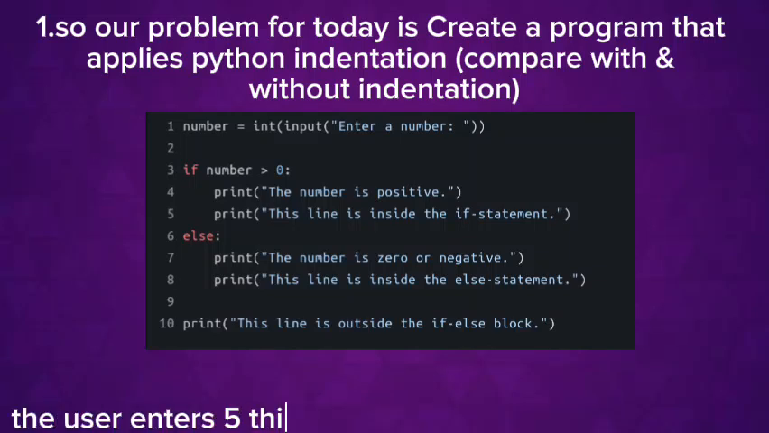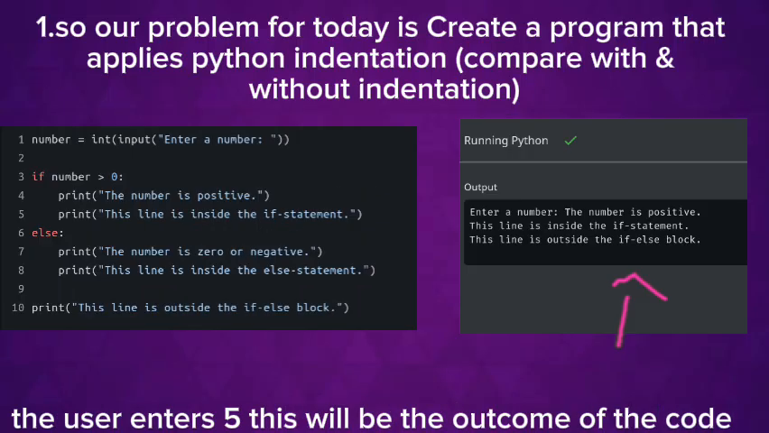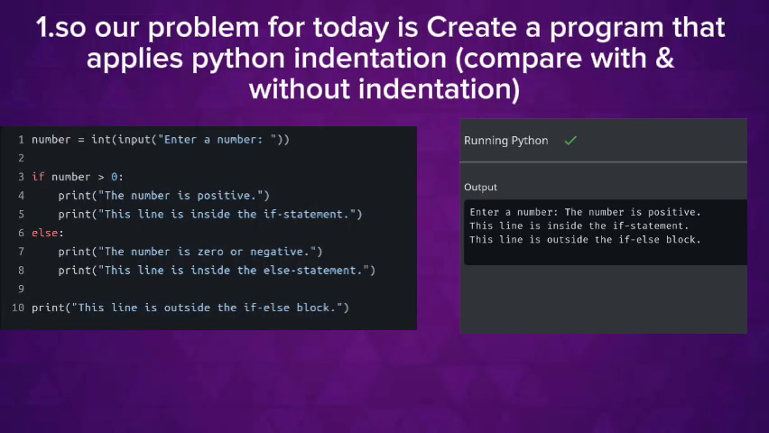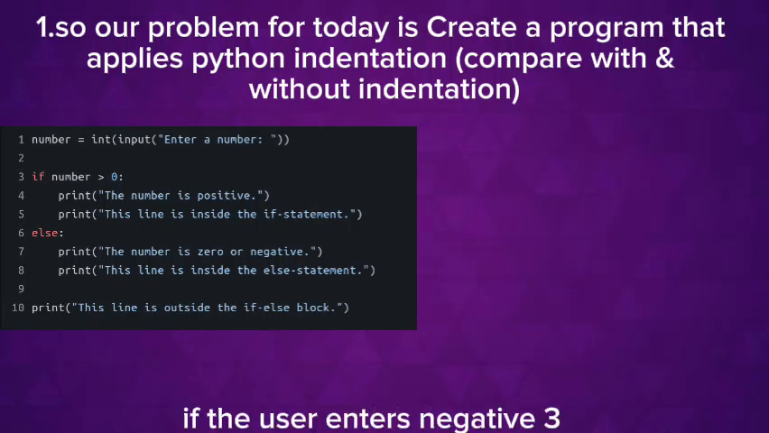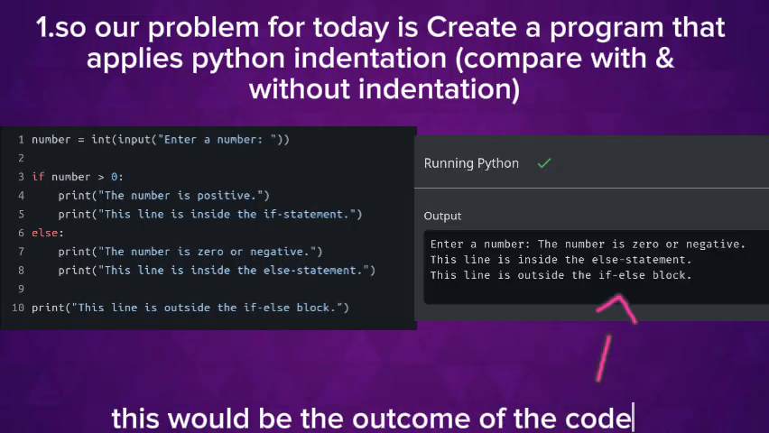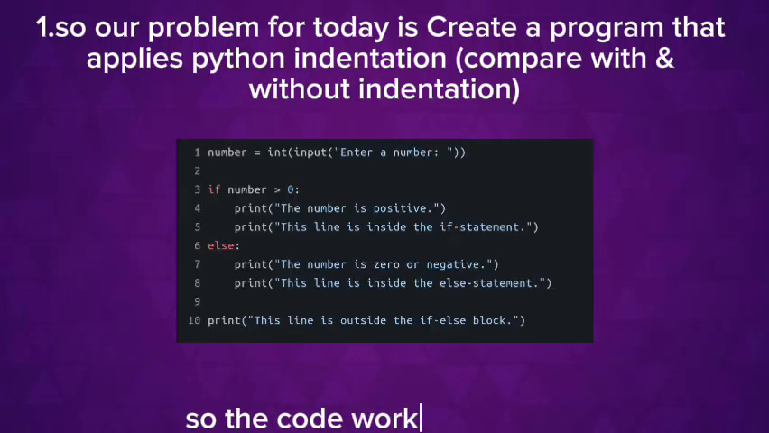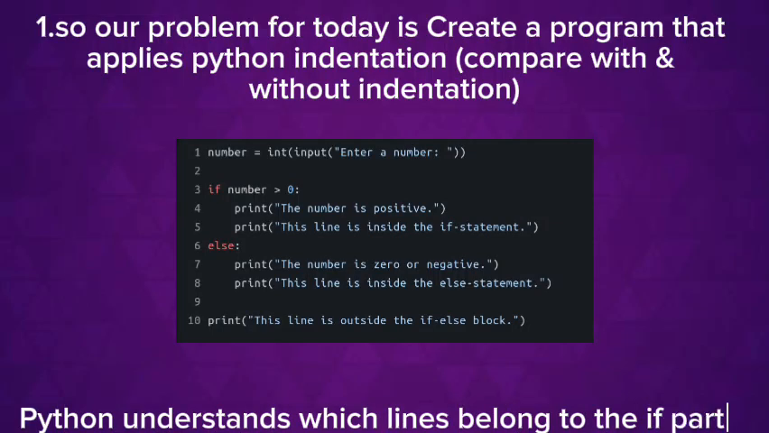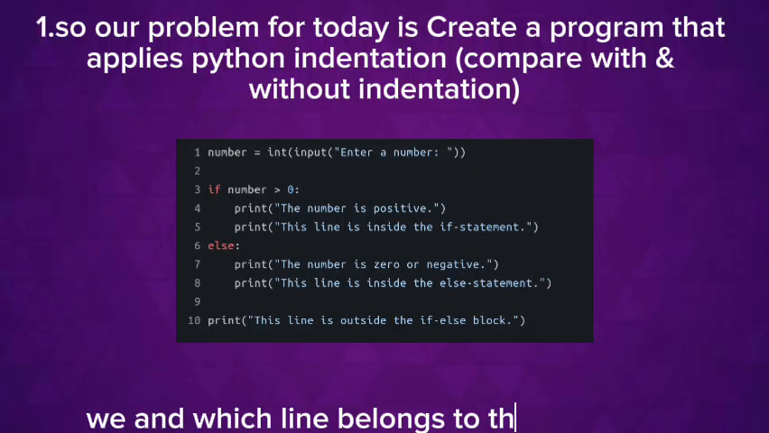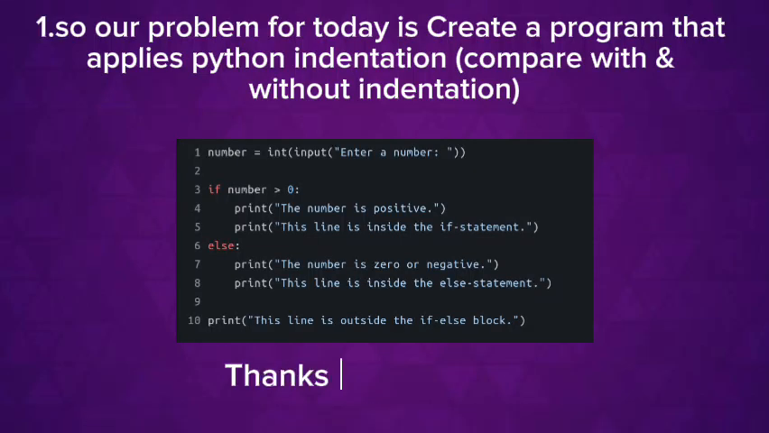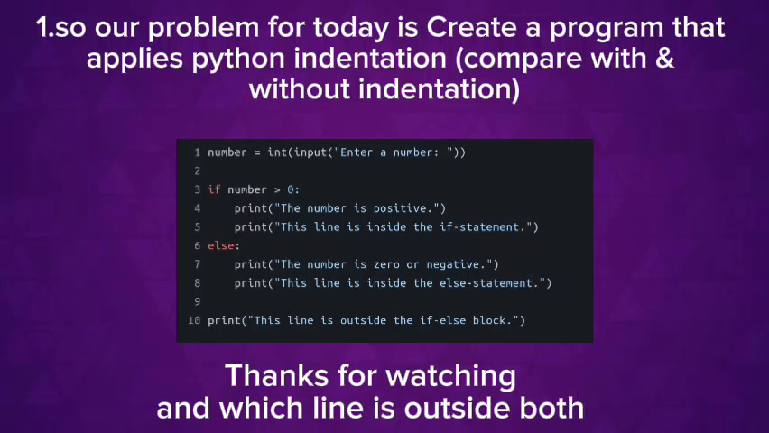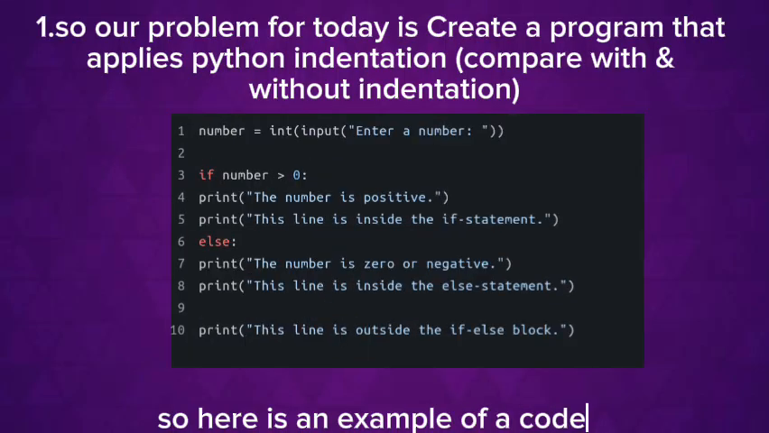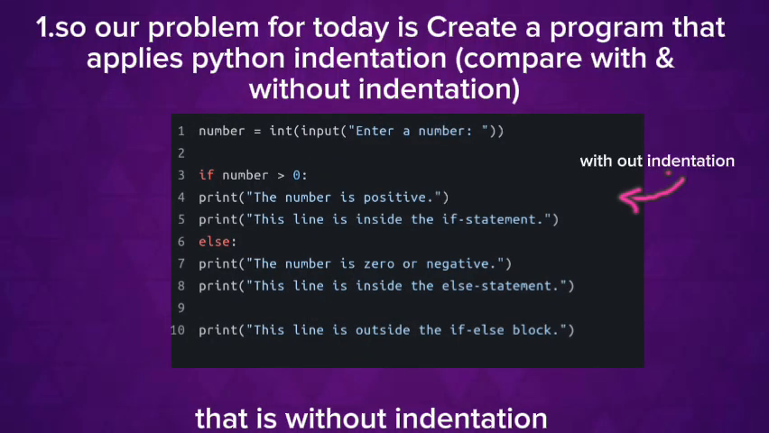If the user enters 5, this will be the outcome of the code. If the user enters -3, this would be the outcome of the code. So the code works correctly because the indentation is clear and consistent. Python understands which lines belong to the if part, which lines belong to the else part, and which line is outside both. So here is an example of code that is without indentation.